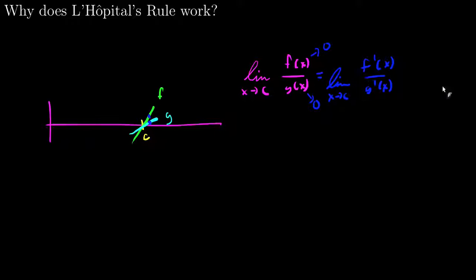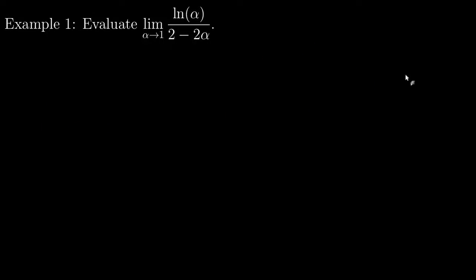So let's see one example to begin with. Evaluate the limit as alpha approaches 1 of the natural log of alpha divided by 2 minus 2 alpha. And I see here the natural log of 1 is 0, so the numerator is approaching 0. I need to check that. 2 minus 2 times 1 is 0, so the denominator is approaching 0.